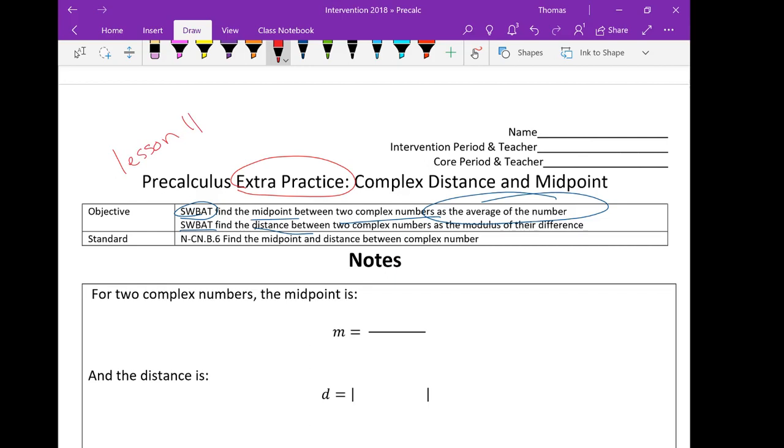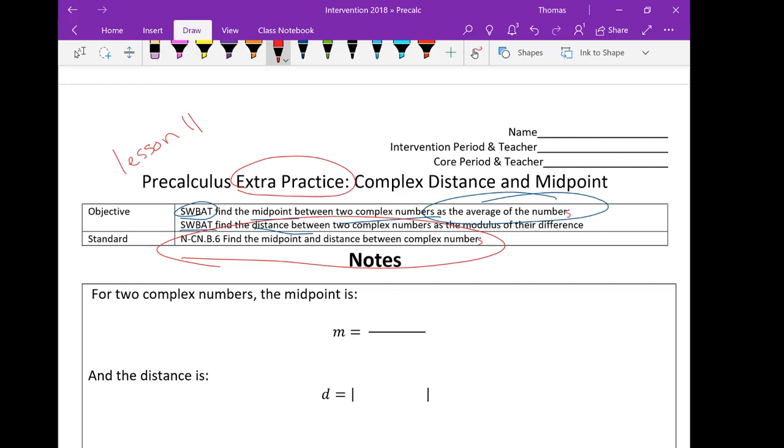So if you hadn't done lesson 11's work yet, you should probably go work on that first, see where we came up with these formulas. This is just extra practice using our formulas. And then our standard, this is basically all we need to know for this standard: how to find the midpoint and distance between complex numbers.